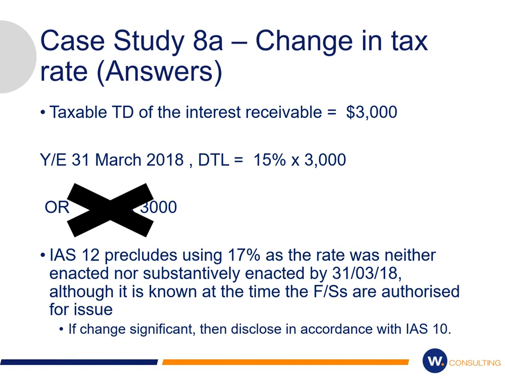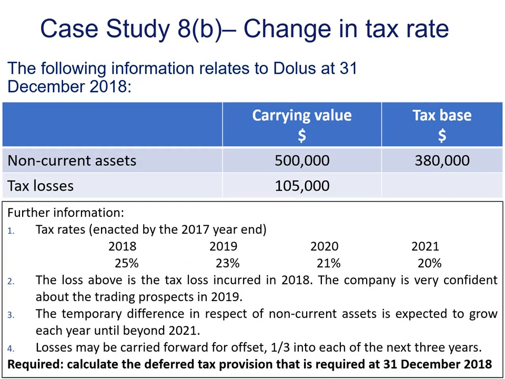If the change is significant, we know under IAS 10, that's the subsequent events or events after the reporting period standard, we are supposed to disclose significant events. So if it's a significant impact, if that 2% of the deferred tax liability will change materially because of that 2%, we would need to have disclosure to that effect.